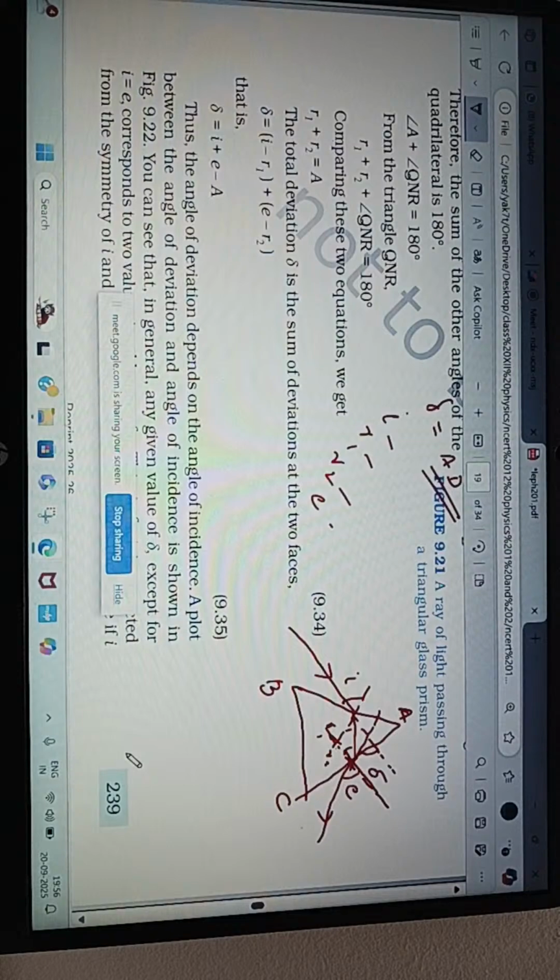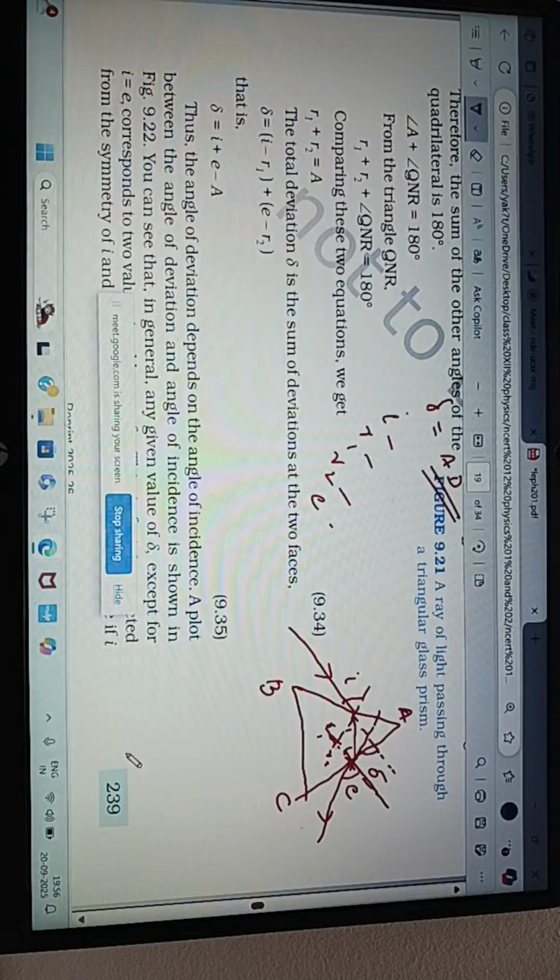Light is coming and falling on AB. After that, it will take a refraction through AB. Then the refracted ray reaches the AC surface, and once again it will refract. Two times refraction is taking place. When you take I and the inside angles R1, R2 and E, then you will get a proper figure. When you extend the incident ray and the emergent ray, they will meet at a point.